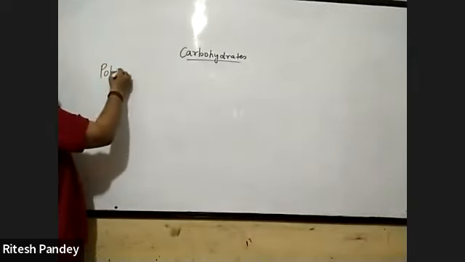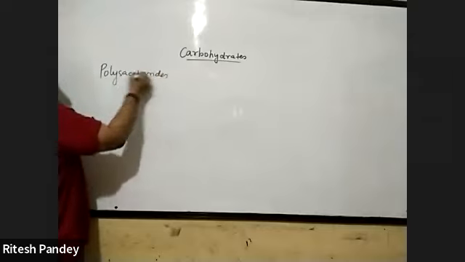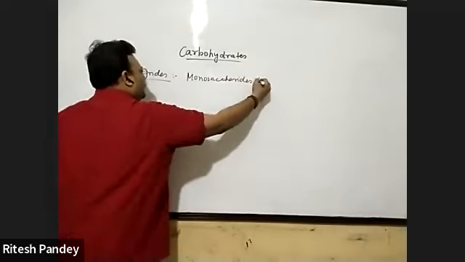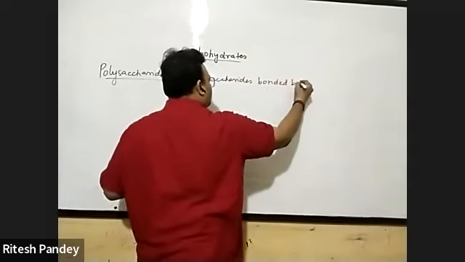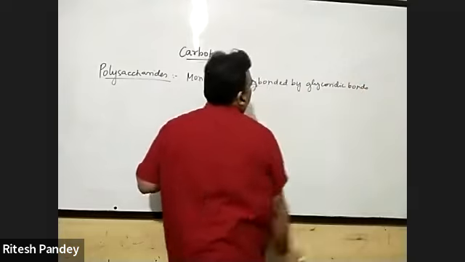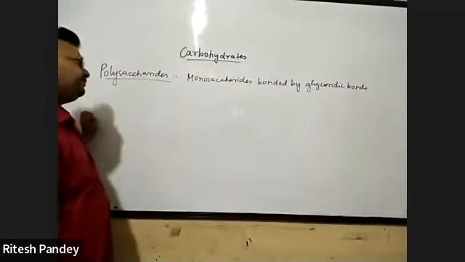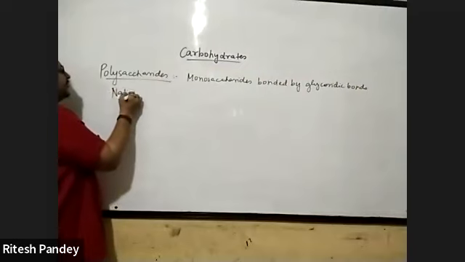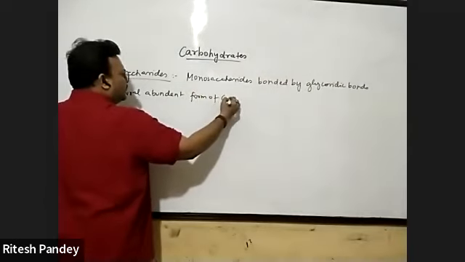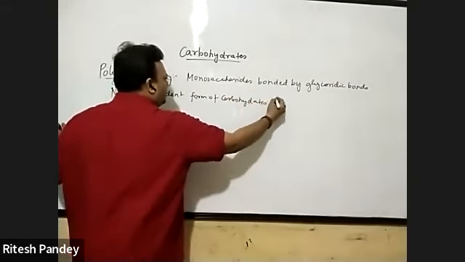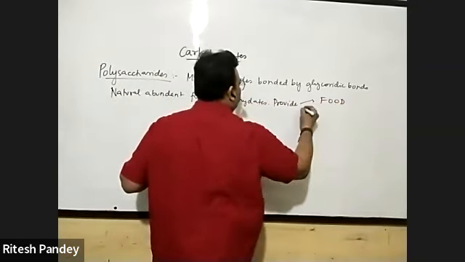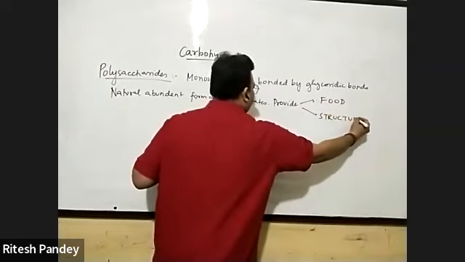Now among polysaccharides, which are naturally monosaccharides bonded by glycosidic bonds, which would be the natural abundant form of carbohydrate, and would largely provide two things, which is they would naturally be food and they would be structural in nature.